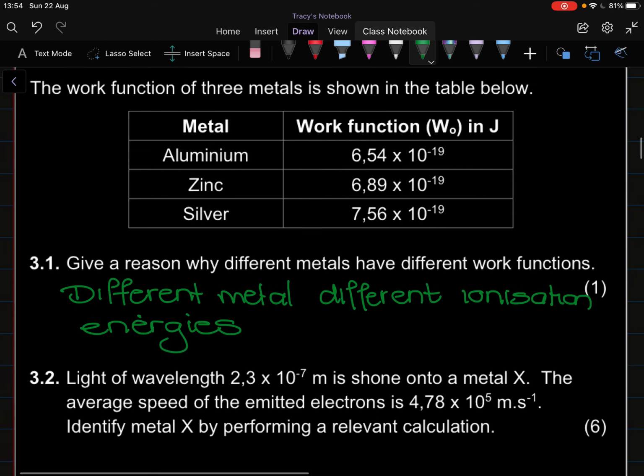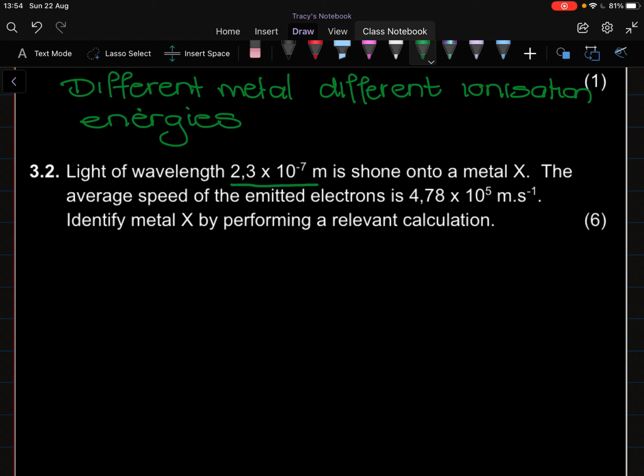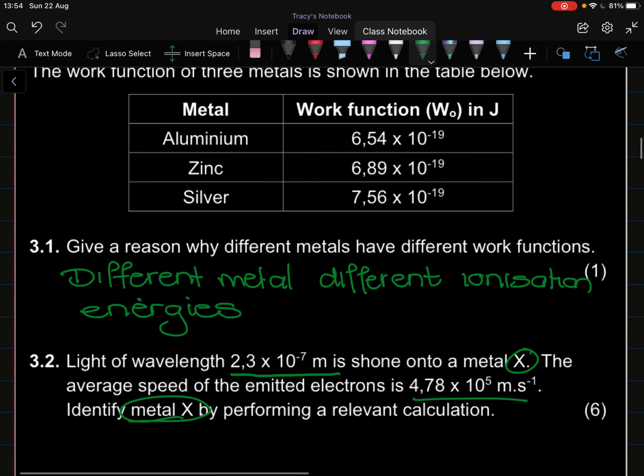Now they say light of wavelength 2,3 times 10 to the minus 7 meters. We like it when they give it to us in meters already. Is shone onto metal X. So we don't know what it is. The average speed of the emitted electrons is 4,78 times 10 to the 5. They then ask us to identify metal X by performing a relevant calculation. So basically what they're saying is find which work function it is. You need to calculate the work function of the situation that you've just got.